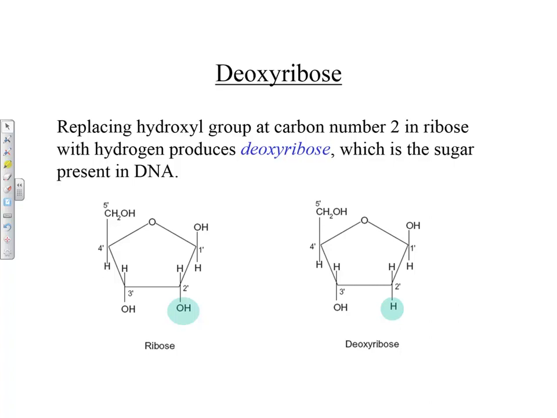When they're writing the sugar, they will not write with 1, 2, 3, 4, 5. They'll write with 1 prime, 2 prime, 3 prime, 4 prime, and 5 prime. So just some notation I'm letting you know. But we'll encounter that later on.